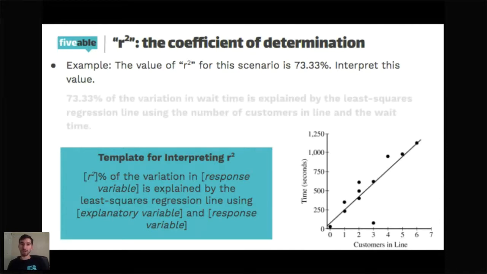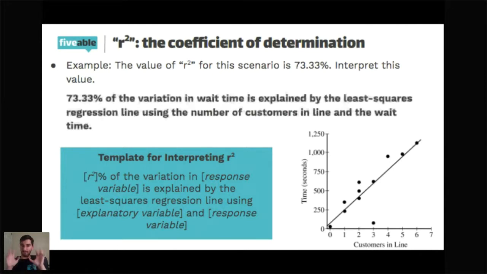Okay, so R squared, this is the sample response. 73.33% of the variation in wait time is explained by the least squares regression line using the number of customers in line and the wait time. Other exemplars I've seen: 77.33% of the differences in checkout time can be accounted for by the number of customers, or explained by the linear model, or whatever else.